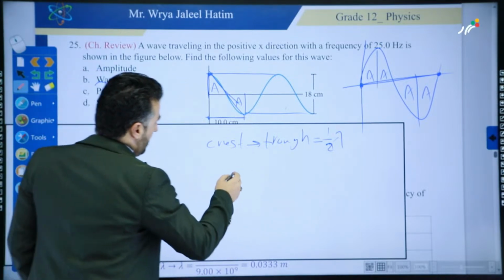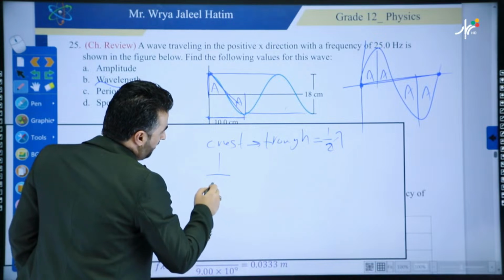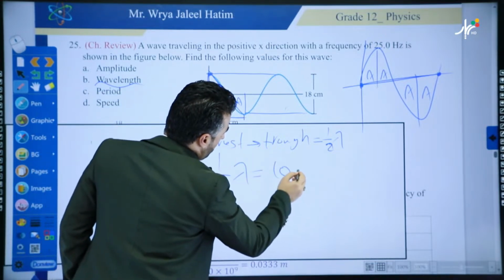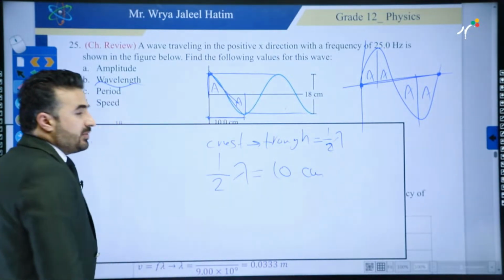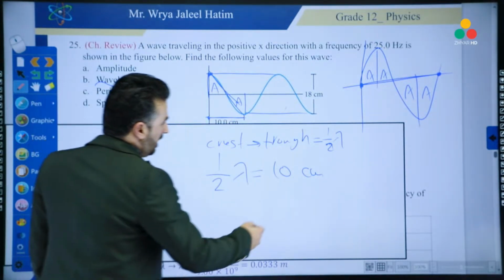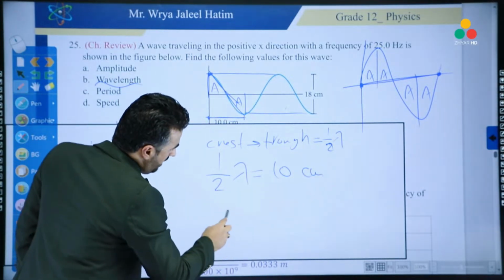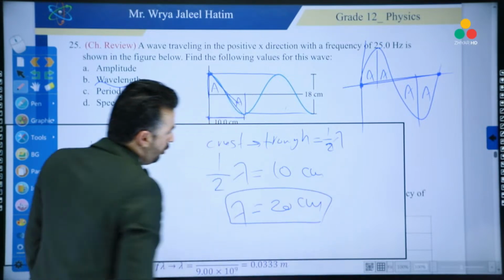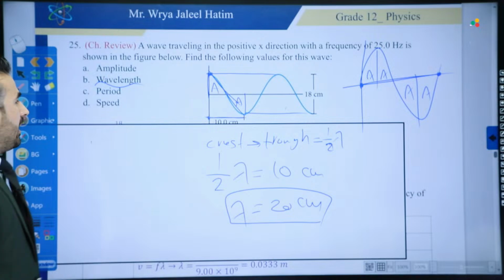So of course we can say half of a wavelength equals 10 centimeters. So what would be the wavelength here? You can cross multiply, or multiply both sides by 2. Then the wavelength will be 20 centimeters. So this is one wavelength.